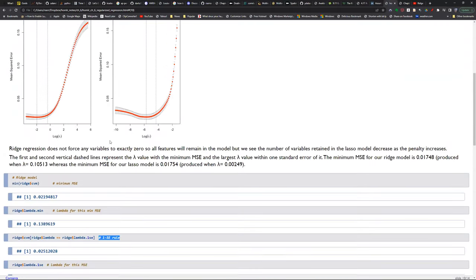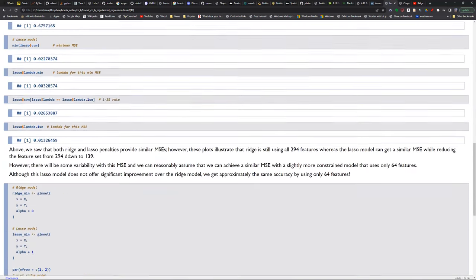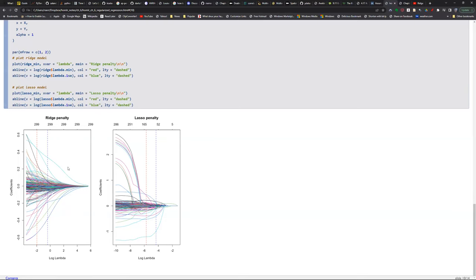But just make sure that you understand that these dotted lines come from this plot, okay? Because they're the same values. The log lambda is the same here as here. Okay. Great. Good. Okay, so let's continue.